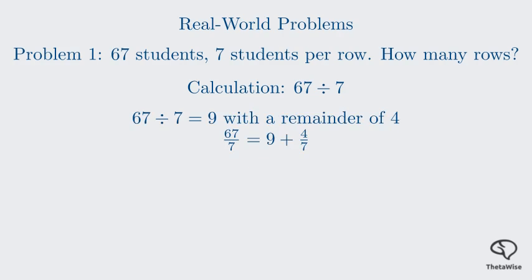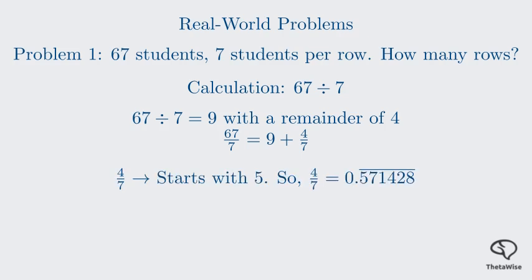We look at our cycle, 142,857. The decimal for 4/7 starts with 5. The decimal for 4/7 is 0.571428 repeating. So 67 divided by 7 is 9.571428 repeating. This means we need 9 full rows and part of a 10th row. The result is 9.57 repeating.